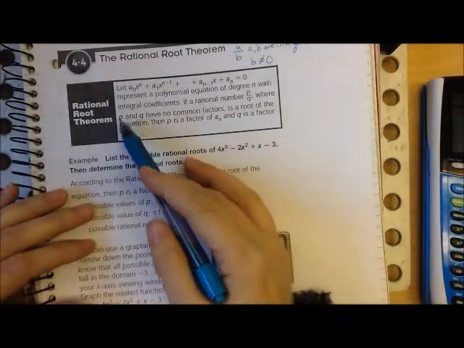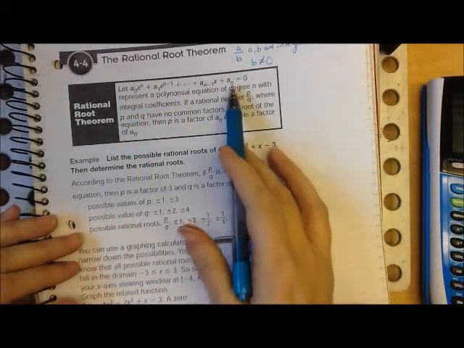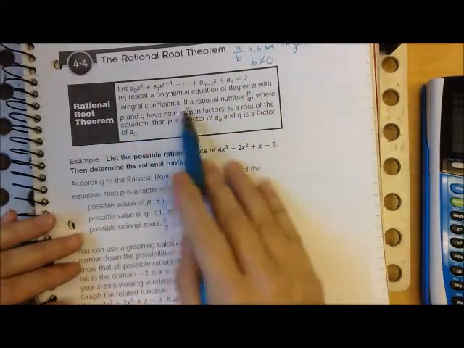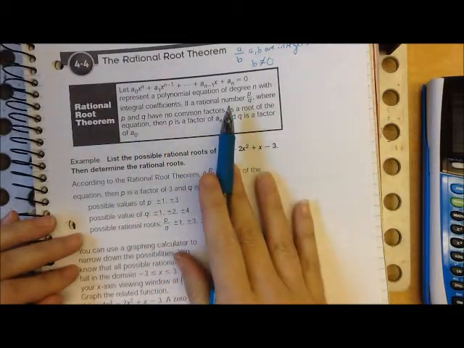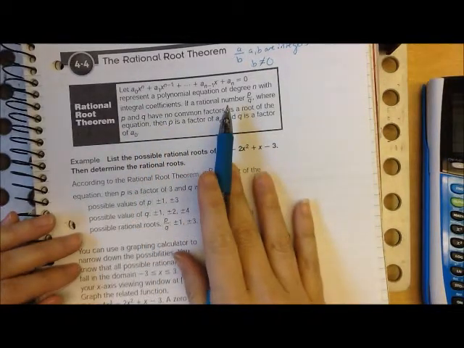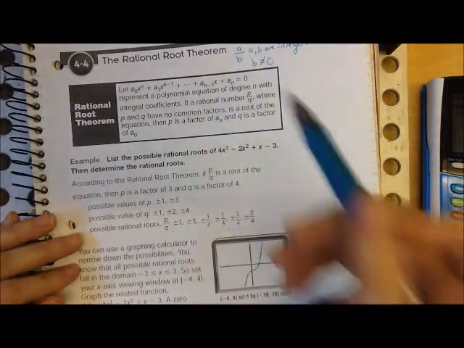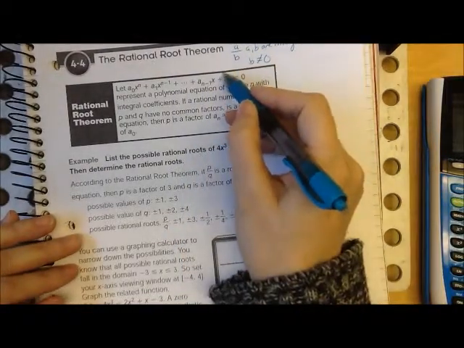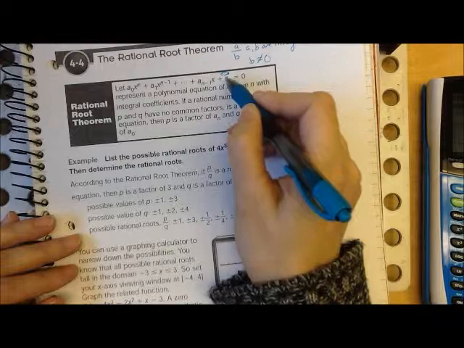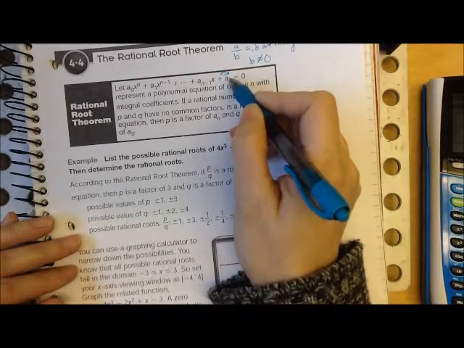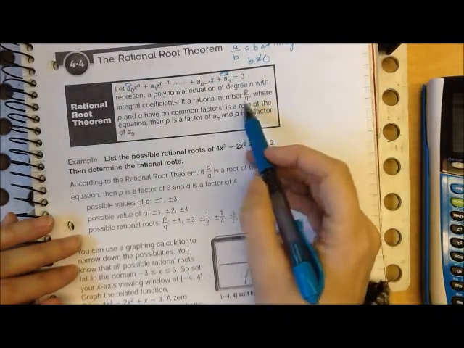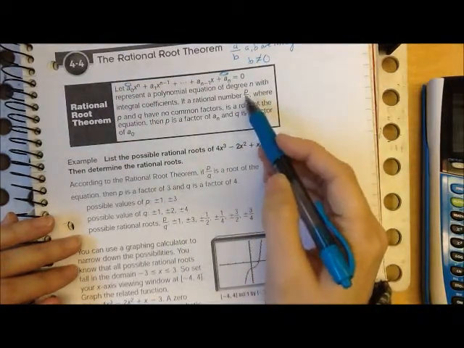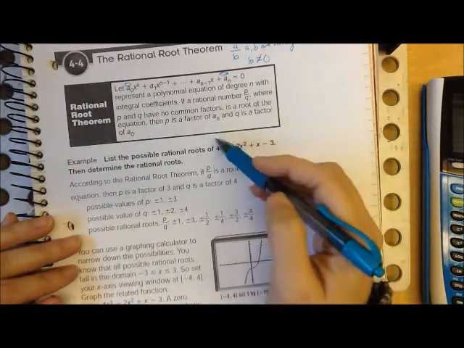The rational root theorem says if you've got a polynomial and the coefficients are integers, then you can find all the rational roots by finding the factors of your constant term and the factors of your leading coefficient and checking all of the ratios of those numbers.